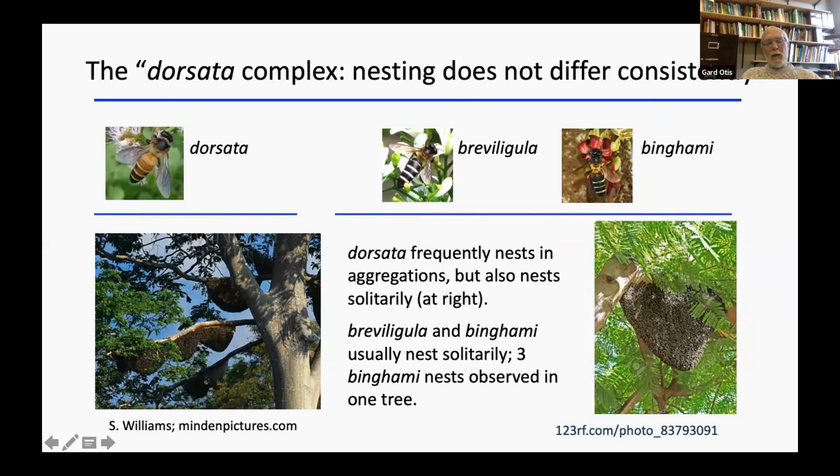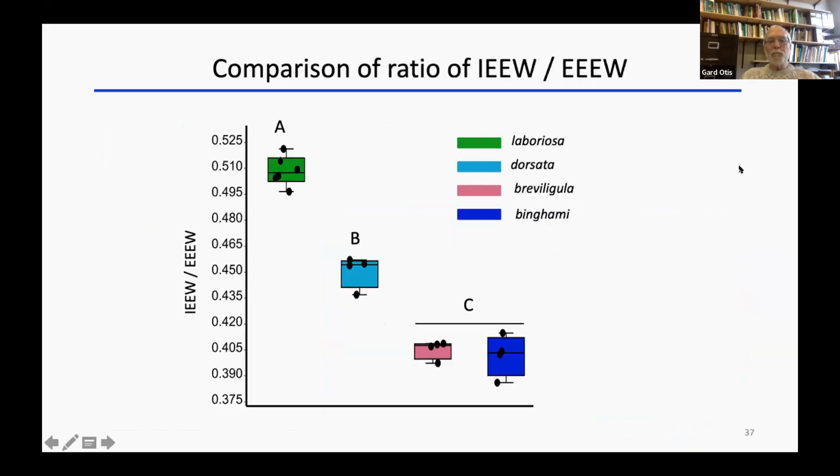That being said, it's not unusual to find solitary nests. That's just the one you see on the right. That's also Apis dorsata. These island populations, Breviligula and Binghami, typically nest solitarily, but on one occasion, as we were headed to our study site in Sulawesi, we passed a tree that had three Binghami nests in the same tree. So they too occasionally will aggregate their nests. I don't think this is a character that can really be used to differentiate these taxa.